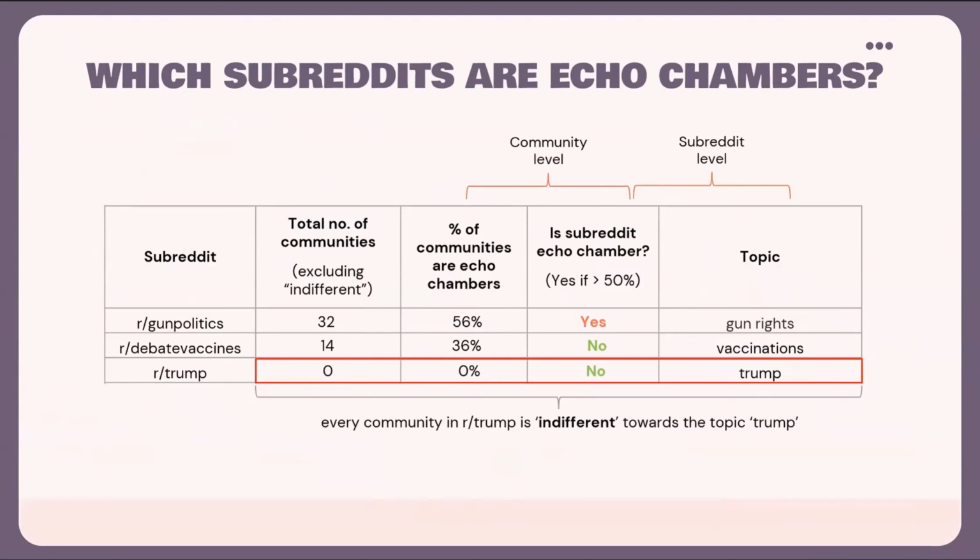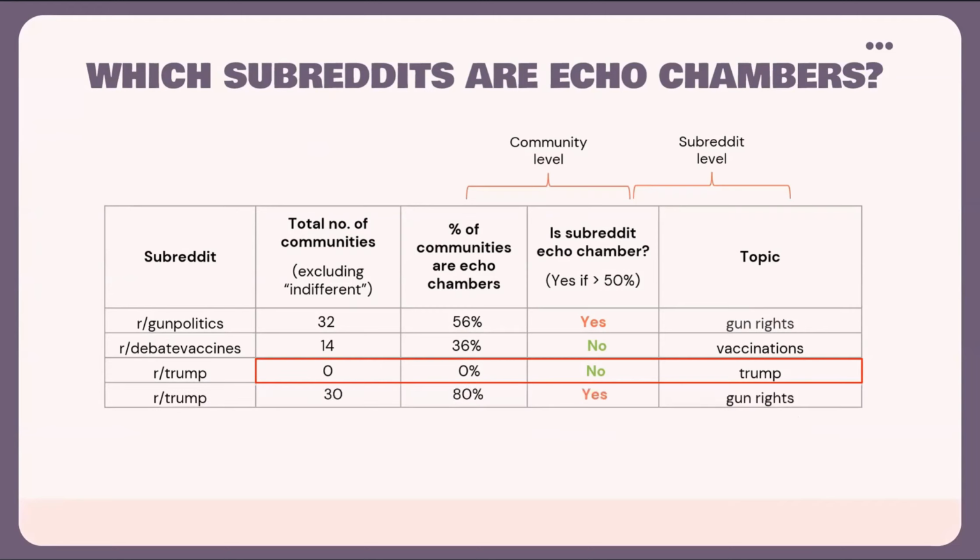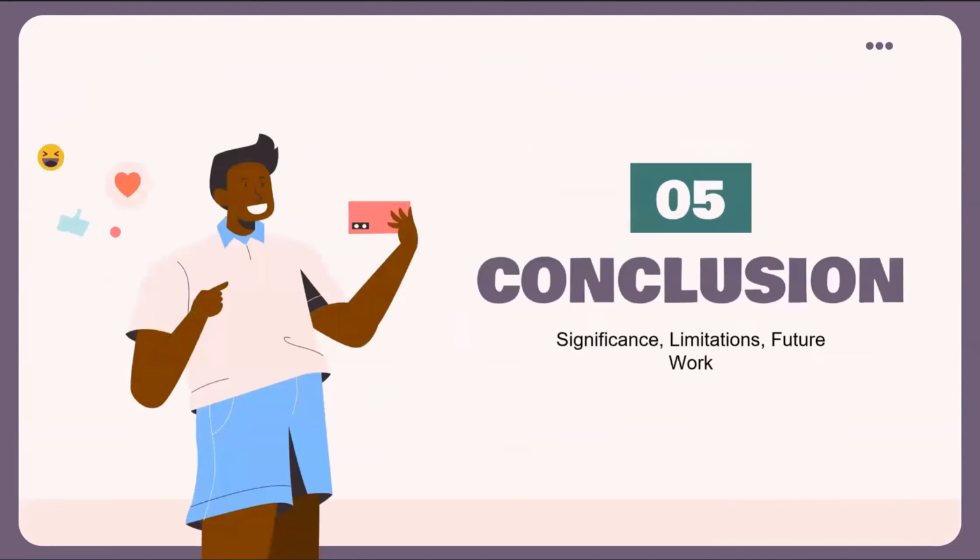This is because r/Trump is a generalized subreddit that comprises many other subtopics, and users might discuss topics other than Trump. When we change the topic for r/Trump to gun rights, it is an echo chamber. Thus, echo chambers are directed towards a certain topic.